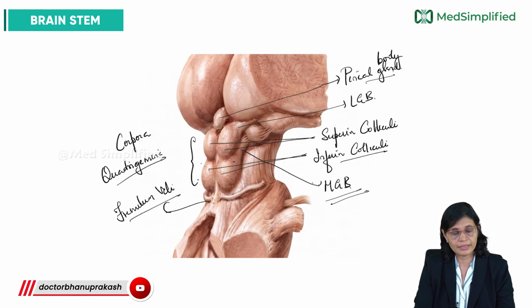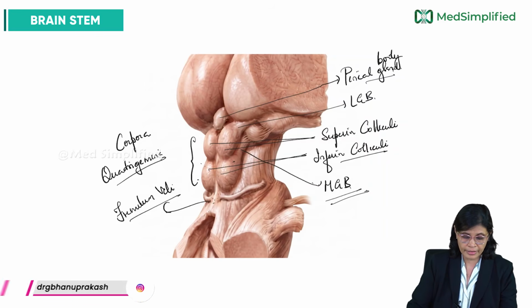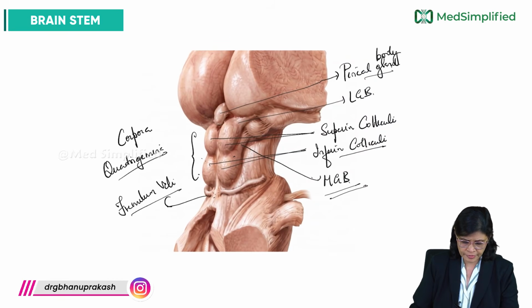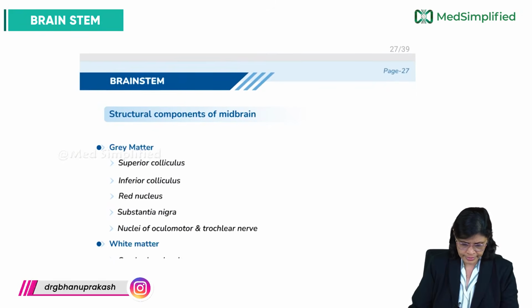The superior brachium will also be connected to the optic tract, so it will be containing the optic fibers. Whereas the inferior brachium will be connecting to the medial geniculate body and is made up of auditory fibers. Okay, so next we will see the internal structure.